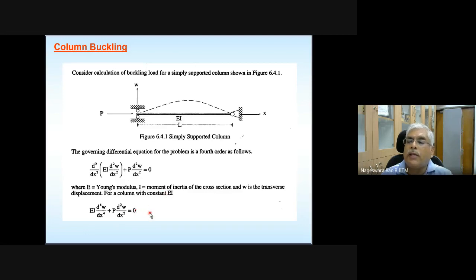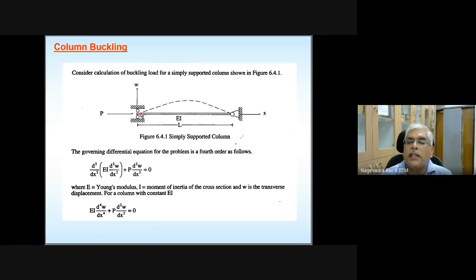So this is a differential equation for this problem. What are the boundary conditions? Boundary conditions are simply supported boundary conditions. What do you mean by simply supported boundary condition? Transverse displacement is going to be 0 at both supports.